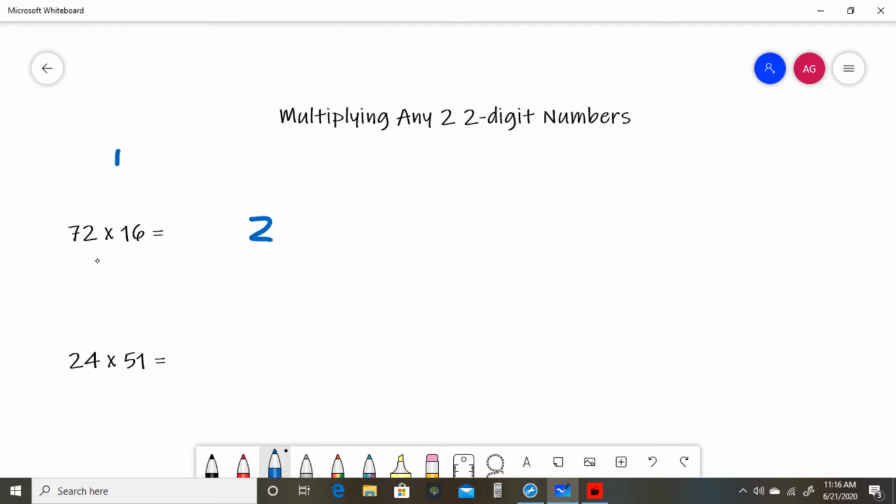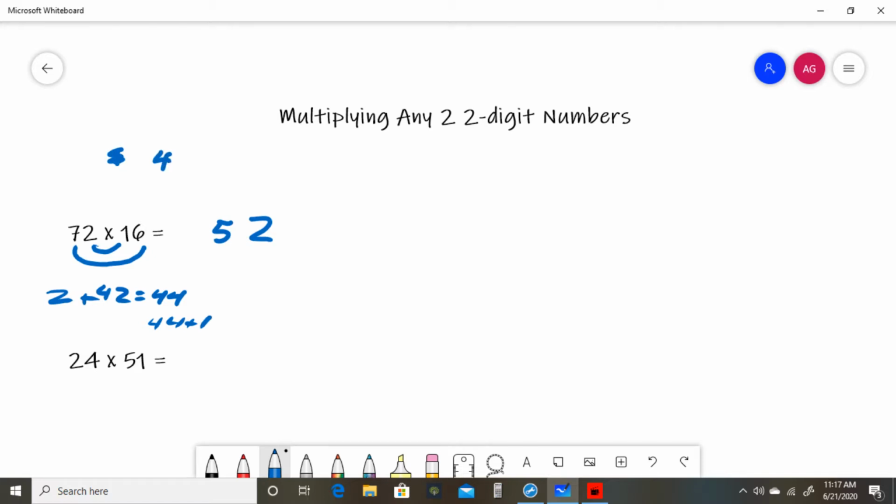Next, multiply the inner digits, and then multiply the outer digits, and add them. So for this question, 2 times 1 is 2, 7 times 6 is 42, so we add those, which is 44. Also, remember we have this carried 1, so 44 plus 1 is 45, so we write a 5 and carry a 4.